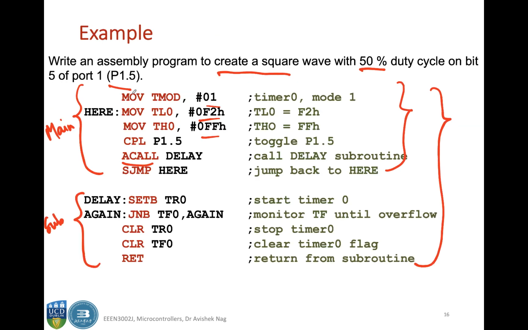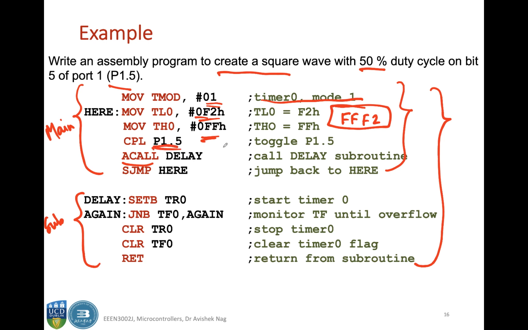So now if you look into the entire code, what is happening is that you are loading the TMOD register with 0, 1, and that sets your timer 0 in mode 1. Then you are loading the higher and the lower bytes into timer 0 by moving these numbers to TL0 and TH0, so that together they form FFF2 for the 16-bit timer. And then it toggles the pin P1.5.